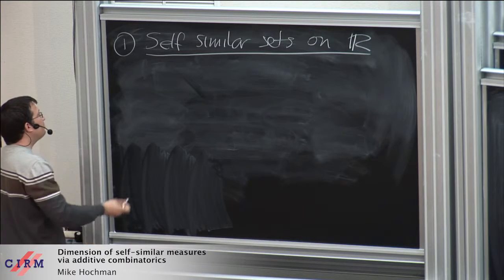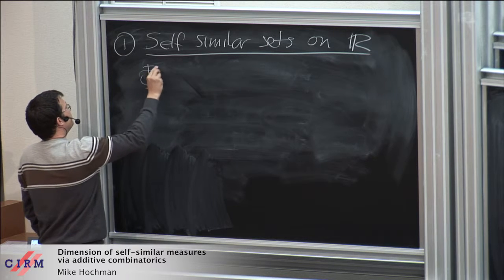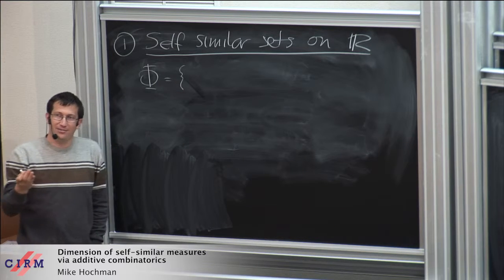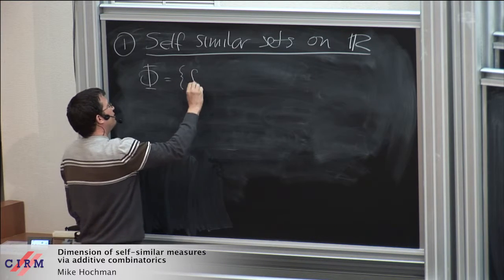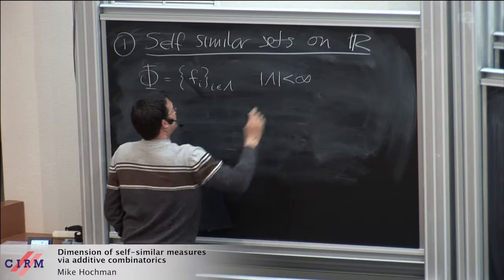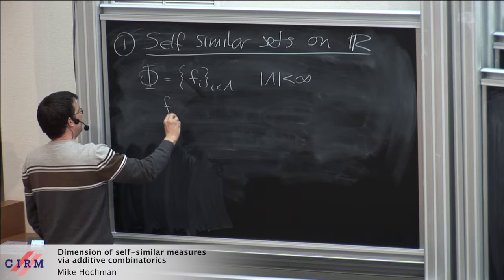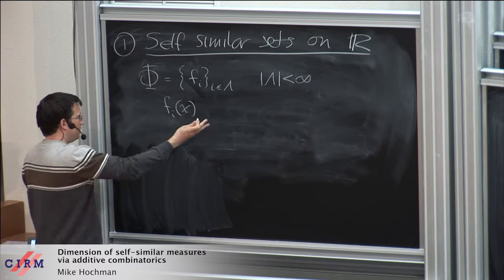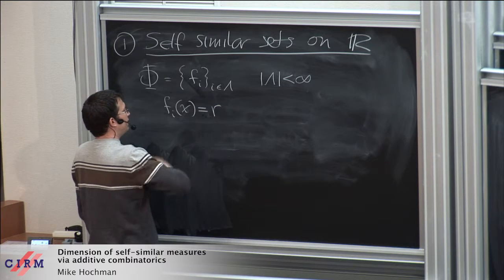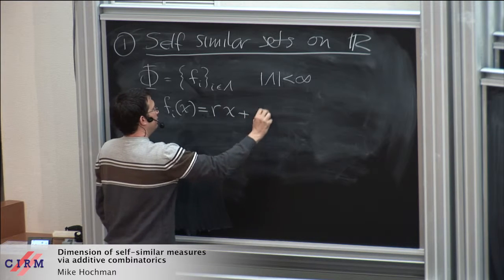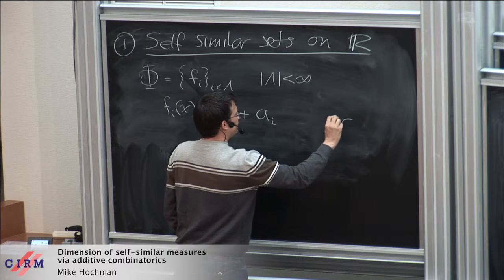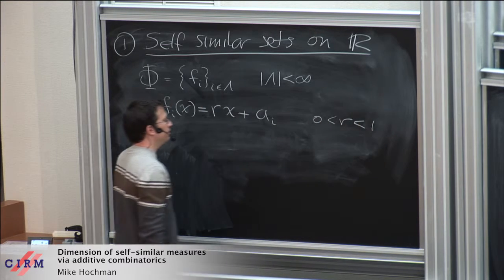The object that you look at is you have a system of linear or affine contractions, but affine on the real line means just similarities, right? So you have a collection F_i, i in some finite set Lambda. So Lambda is just a set of indices. And the F_i's are, as I said, affine maps. And I'm going to assume that they all contract by the same amount. So they contract by some number r. And each one multiplies x by r and then translates by some number. So r is a fixed number between 0 and 1.